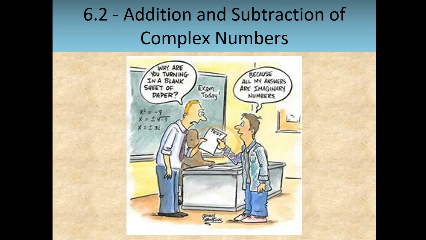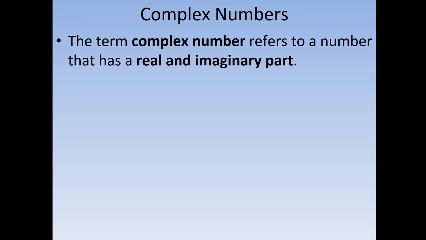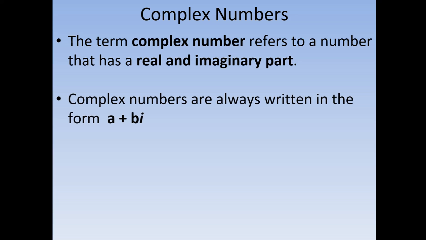Hey everyone, so we're going to continue our discussion about complex numbers, and we're actually going to start talking about how we can add and subtract complex numbers. Now remember, the term complex number is referring to a number that has a real and an imaginary part. So for example, it has to be written in the form a plus bi, as we saw in the last question from the last video.